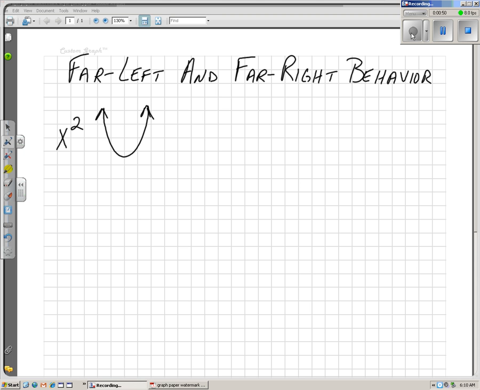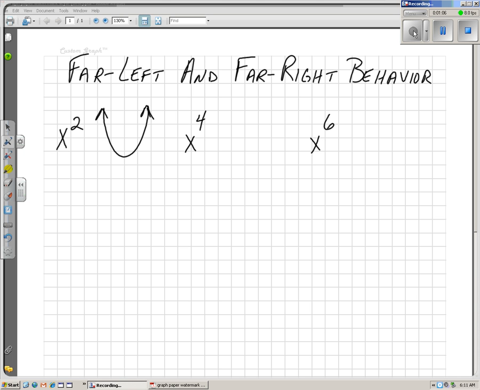Okay? And what's its far left behavior? Well, as we look to the left, it's going up. And as we look to the right, it's also going up. So its far left behavior is up and its far right behavior is up.